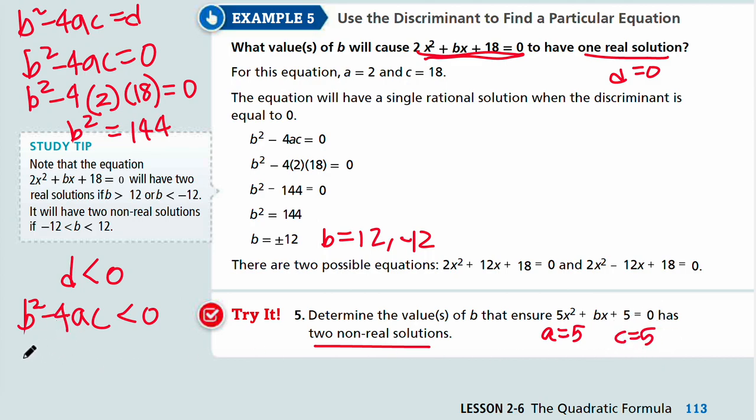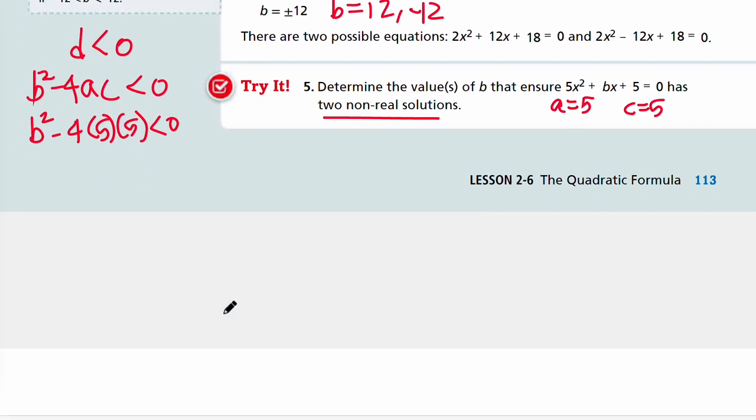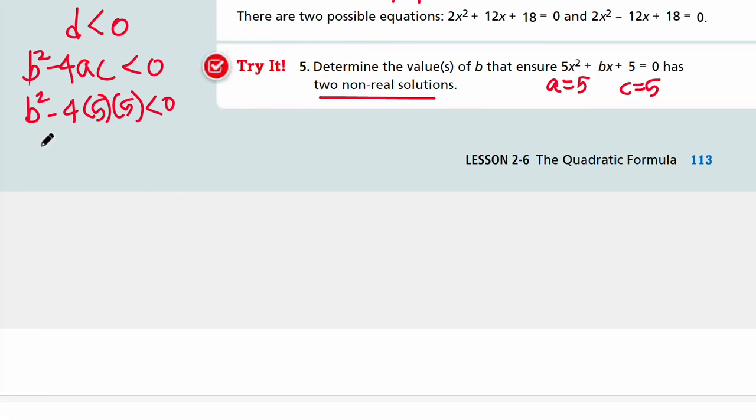And so plug in what you know. B squared minus 4 times 5 times 5 should be less than 0. Right? And then you solve for b. B squared minus 100 is less than 0. And so b squared, if you add 100 on both sides, you'll get less than a positive 100.